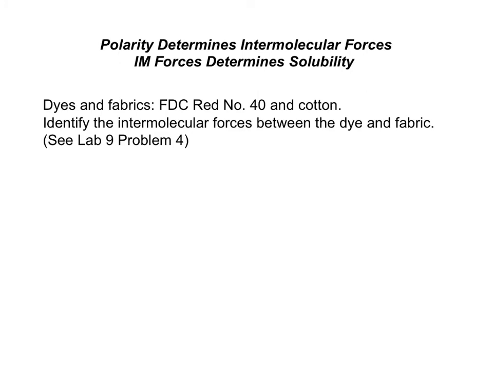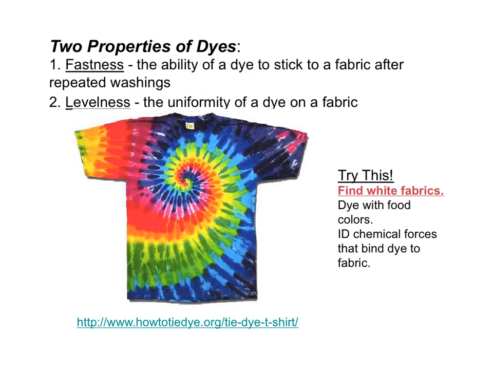In your favorite red or blue or green shirt, chemical forces are involved between dyes and fabrics. Fastness and levelness are two properties of dyes. You want your blue shirt to stay blue after repeated washings. You also want your shirt to be uniformly blue through the entire shirt.